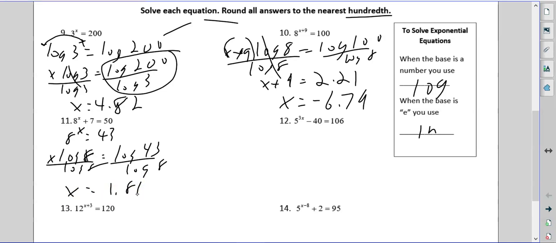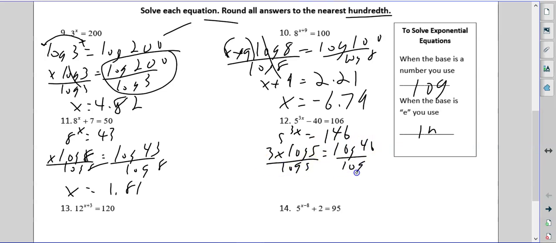All right, let's do here. Again, move that 40 over. So we're going to add 40. So we're going to get 5 to the 3x equals 146. And now we log both sides. The 3x moves out front. Log 5 equals log 146. We're going to divide by log 5. It's going to cancel. So that's 3x equals 3.096. So that'd be 3.10. And then we divide by 3. And that gives us x equals 1.03.